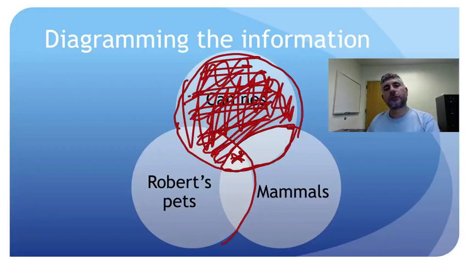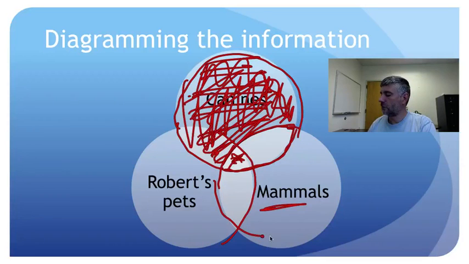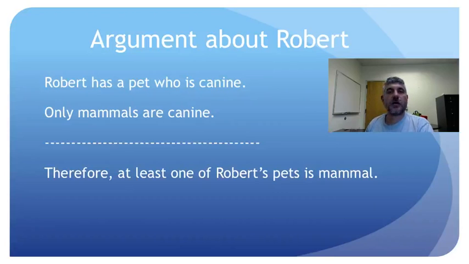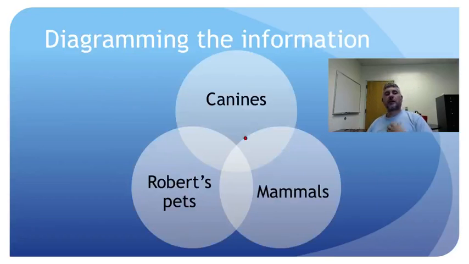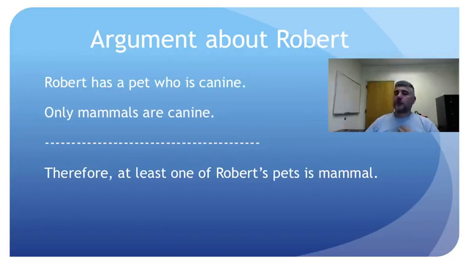But once we visually represent that information, we can just look at the diagram and read off the fact that at least one of Robert's pets is mammal. Because at least one of Robert's pets is inside the circle of mammals, right? Inside this circle, which means that at least one of Robert's pets is mammal. But that's exactly what the conclusion says. And so, this Venn diagram shows us that this argument about Robert is valid, just as the arguments about Mary and Terry were valid. And furthermore, this argument about Robert is valid for the same reason as the arguments about Mary and Terry were valid.